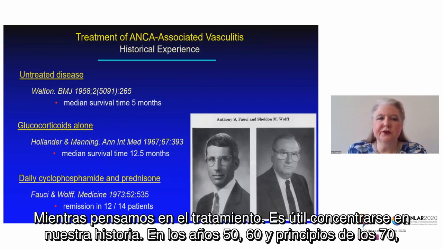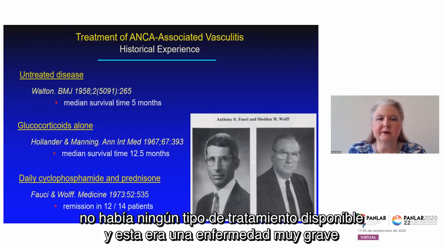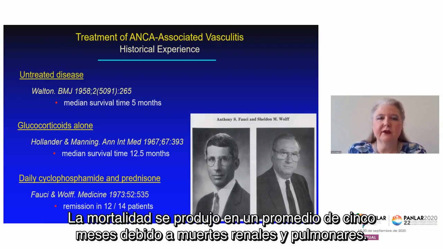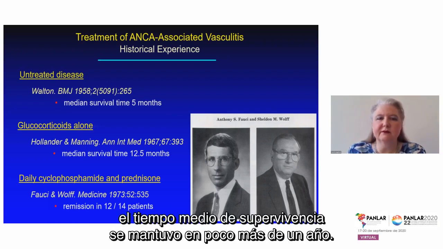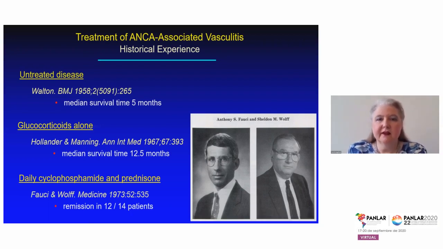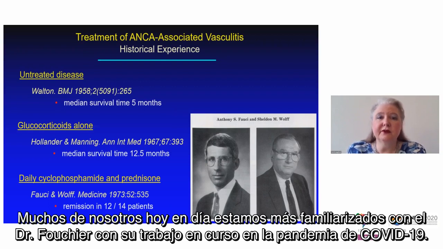As we think about the treatment, it's helpful to focus on our history. Back in the 1950s, 60s, and early 70s, there was no form of available treatment, and this was a very bad illness to have. Mortality occurred on an average of 5 months due to renal and pulmonary fatalities. With the introduction of glucocorticoids, although this prolonged survival in some instances, the median survival time remained just over 1 year.